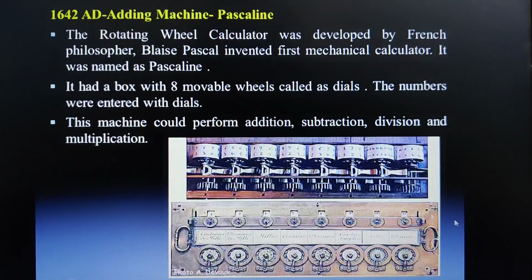This adding machine laid the foundation for today's electronic calculator. This adding machine, also called the rotating wheel calculator, was named after Blaise Pascal and called Pascaline. So these were some of the devices we have discussed.